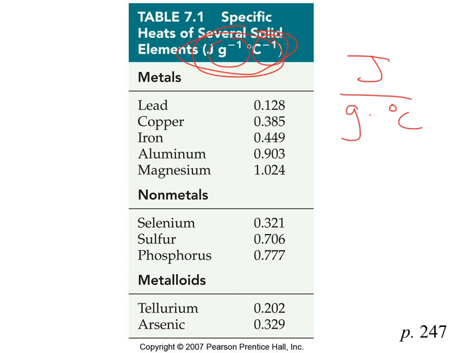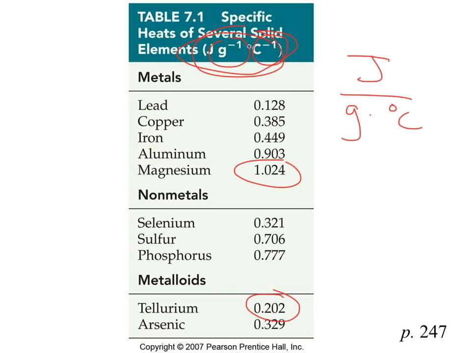Okay, so just to make sure we're all on the same track. To get you thinking about this, can you see that magnesium, let's pick on magnesium, it's got a big number. It means you have to zap it with 1.024 joules of energy to raise 1 gram, 1 degree Celsius. Check out tellurium.